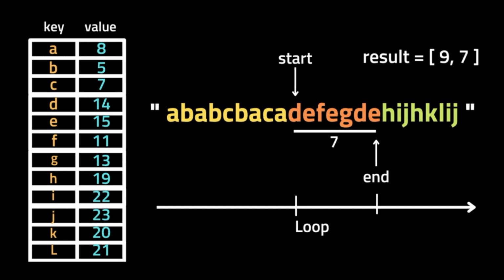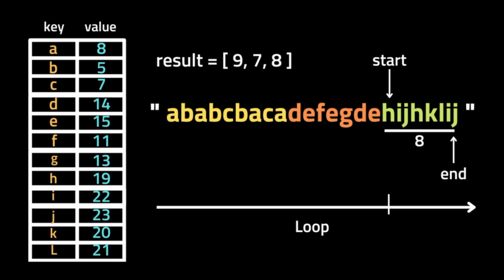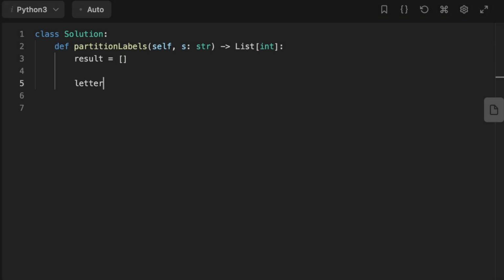This means the end pointer is updated to be the maximum of its current value or the index of the letter in the dictionary. And once the current index of the for loop is equal to the end of the window, we add the length of the current window to the result array, and we move the start to be the end plus 1. Finally, we return the result array that contains the length of all the partitions we made. That's it guys, so let's jump into coding the solution.